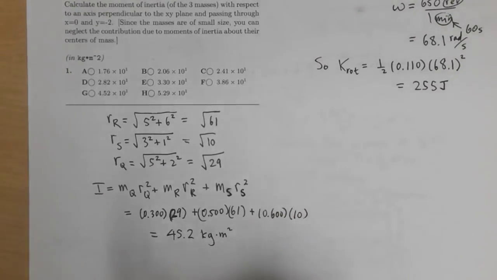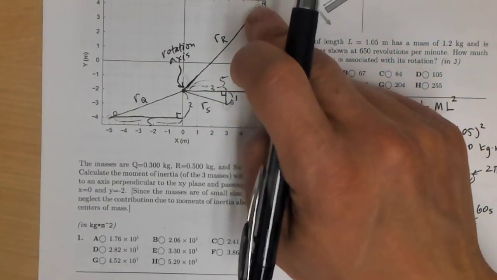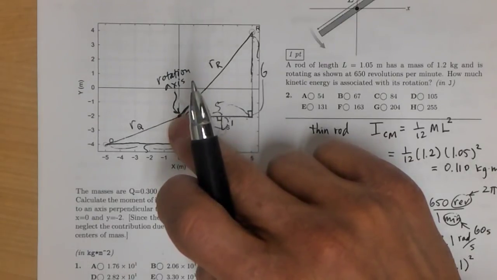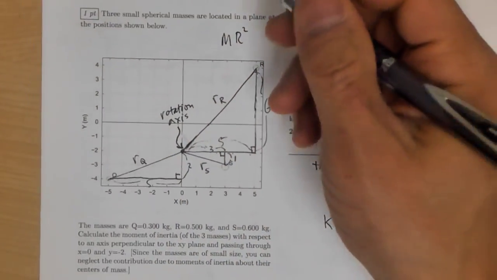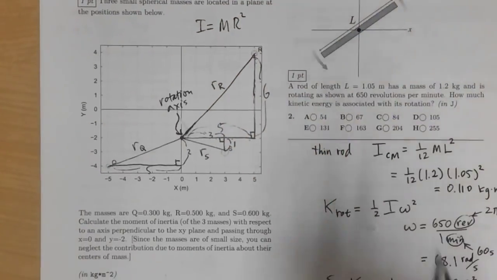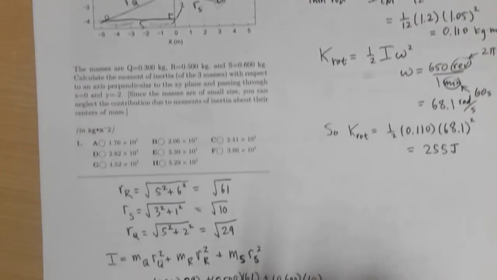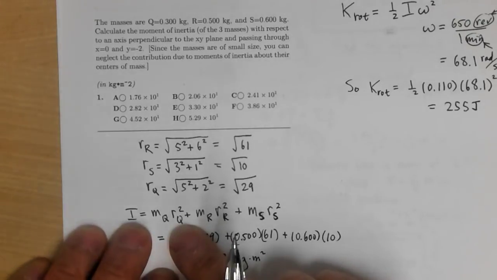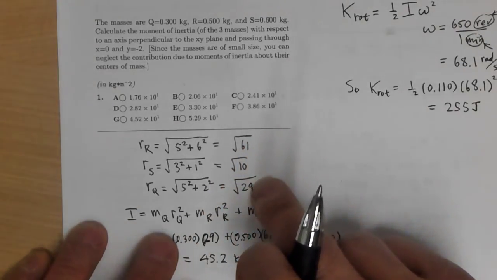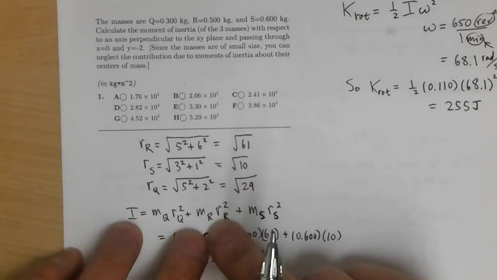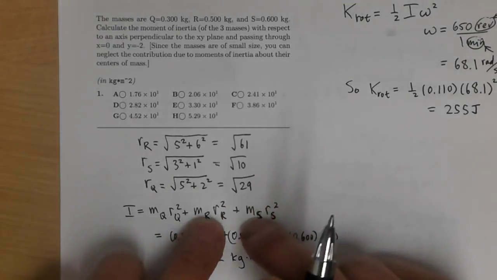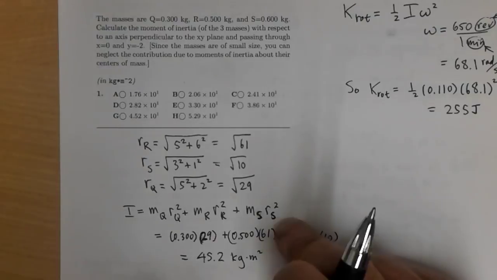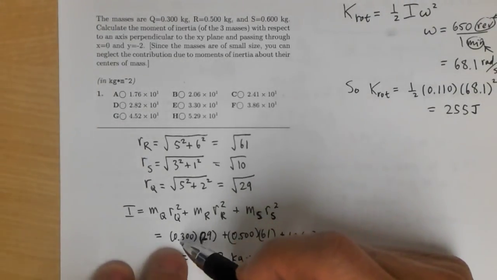So to get the moment of inertia for a particle with respect to a rotation axis, the formula for a particle is mr squared. For a simple particle, I is equal to mr squared. So I'm going to do that for each case. I have mq rq squared, and then I have mr rr squared plus ms rs squared. And then I plug in the values.